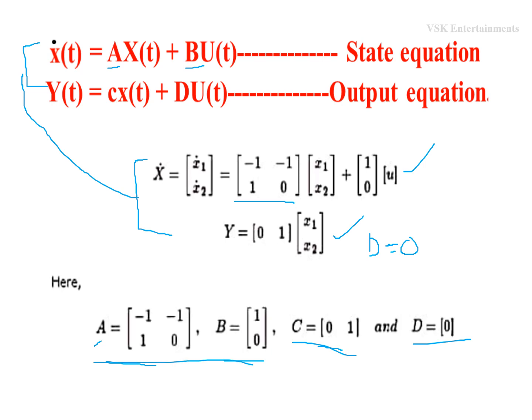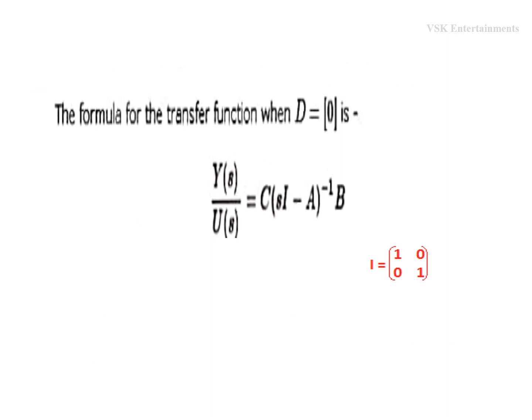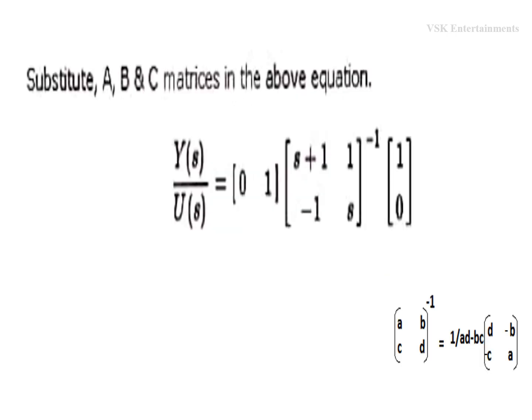Now substitute all these matrices in the transfer function expression. This is the expression for the transfer function for a given state model where matrix D is 0. Substitute matrix A, matrix B, matrix C and I, where I is the identity matrix or unity matrix, given as 1, 0, 0, 1. By substituting, we get Y(s) by E(s) equals matrix 0, 1, times the matrix s plus 1, 1, minus 1, s whole inverse, times the matrix 1, 0. This matrix represents (sI minus A) whole inverse.